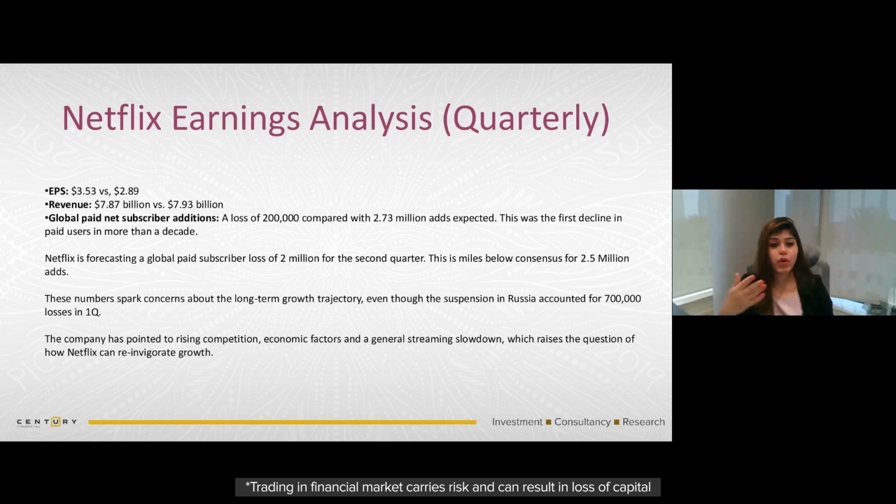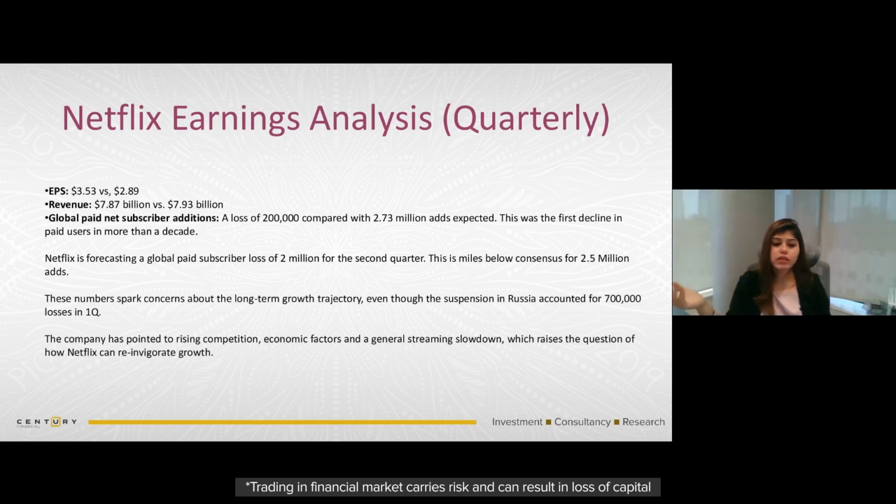A lot of weightage and importance is also given to how the company is expected to perform in the upcoming quarter. The reason Netflix fell on its earnings is that the company said they're forecasting a global paid subscriber loss of 2 million for the second quarter, compared to a consensus where they were expecting a 2.5 million addition. Given that the subscriber growth is falling drastically, the stock was heavily punished, and we saw the stock take a great beating.